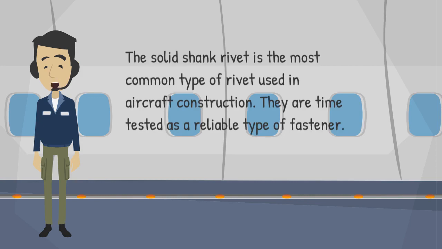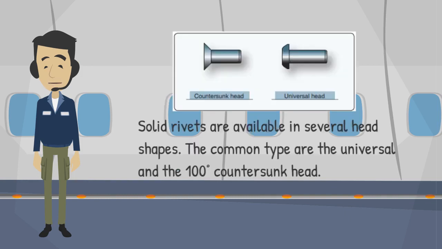The solid shank rivet is the most common type of rivet used in aircraft construction. They are time-tested as a reliable type of fastener. Solid rivets are available in several head shapes. The common types are the universal and the 100 degrees countersunk head.